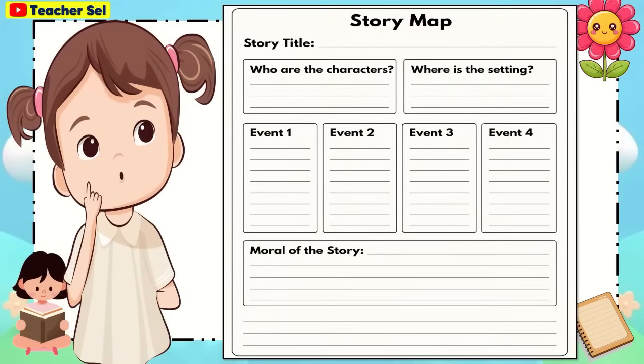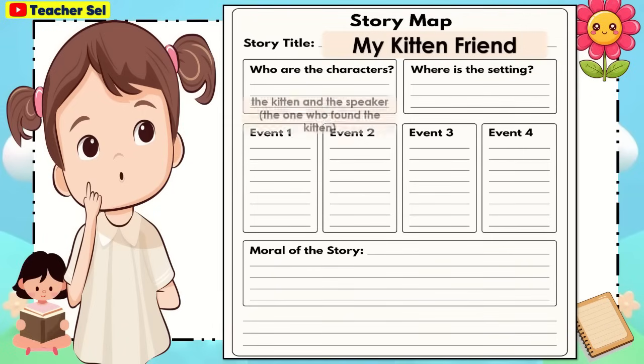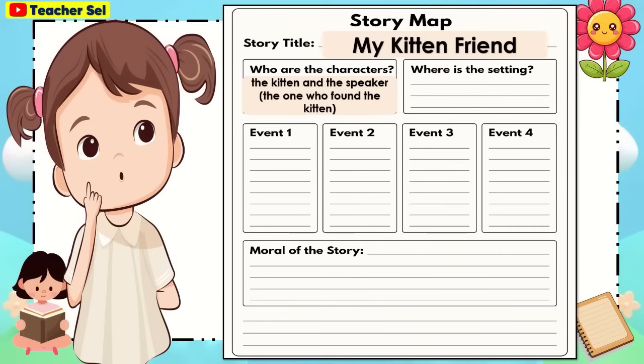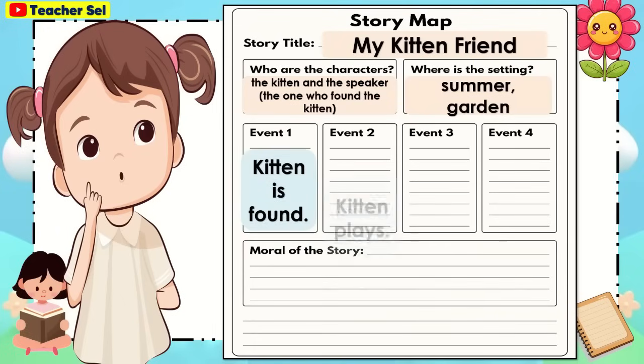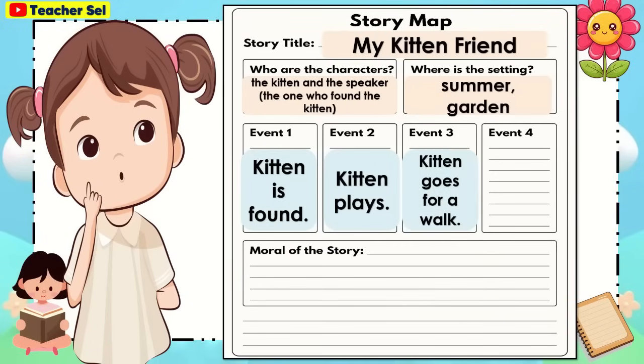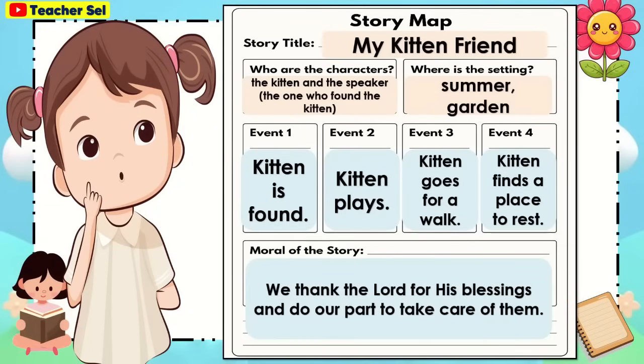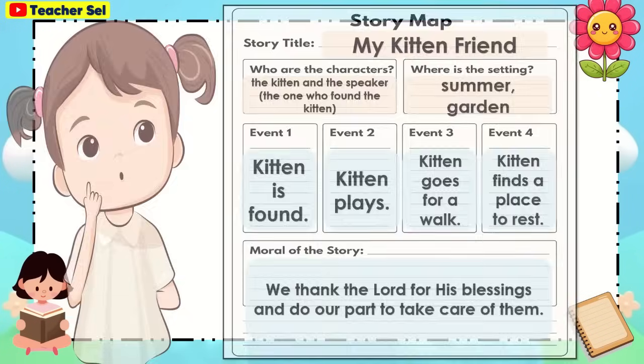For the story map. For the story title, My Kitten Friend. Who are the characters? The kitten and the speaker, the one who found the kitten. Where is the setting? Summer garden. Event 1, kitten is found. Event 2, kitten plays. Event 3, kitten goes for a walk. Event 4, kitten finds a place to rest. For the moral of the story, we thank the Lord for His blessings and do our part to take care of them.